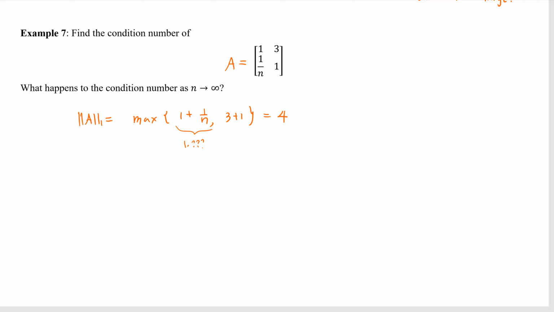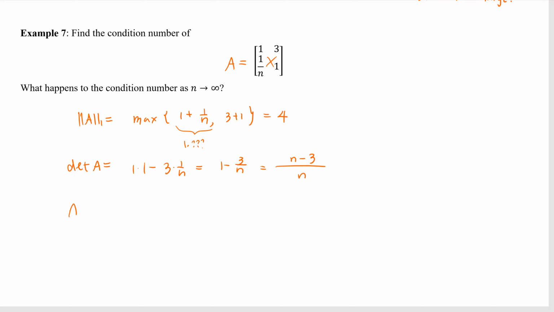And then next, we want to compute the inverse. So let's compute the determinant. So the determinant is cross multiply: 1 times 1 minus 3 times 1 over n. So it's 1 minus 3 over n. Let's take the common denominator, that's n, and then we have n minus 3. So far, so good, everybody?